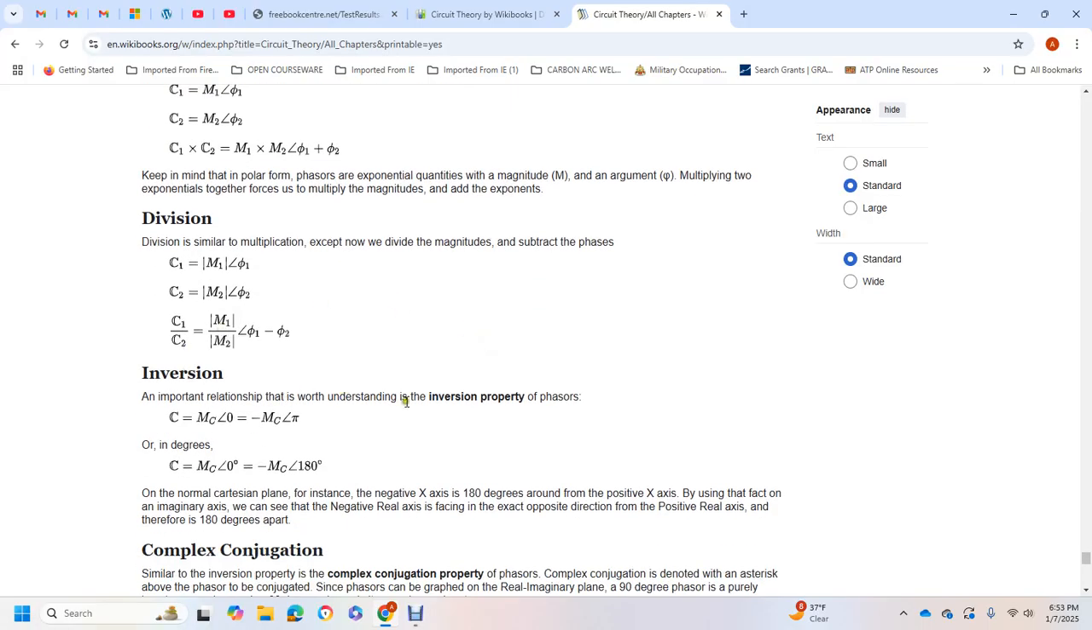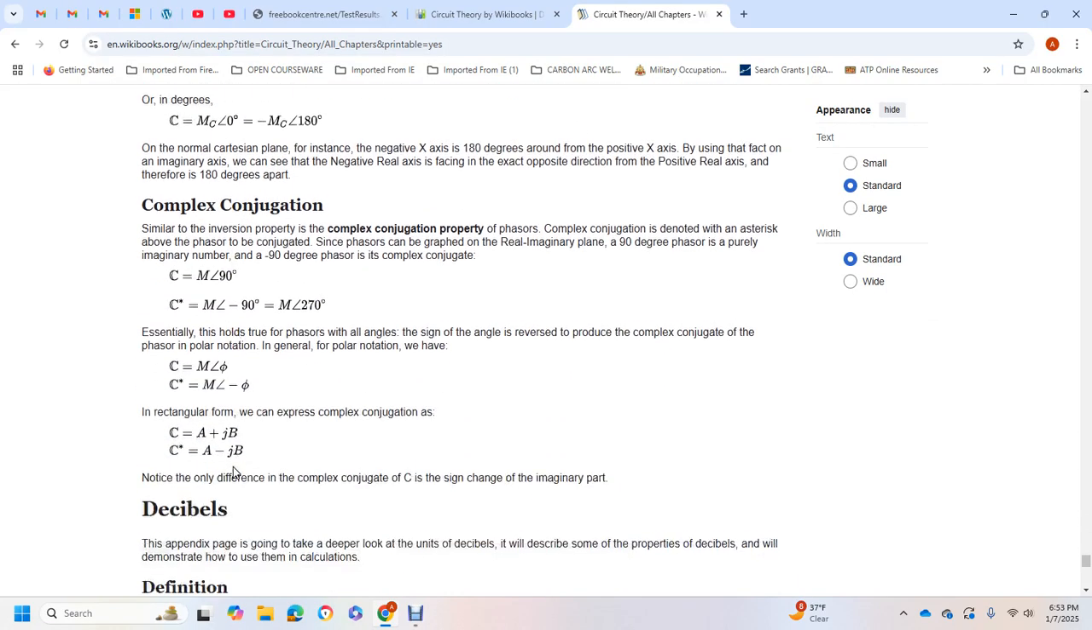Inversion. Consider the relationship between inversion and the properties of phasors on the normal Cartesian plane. For instance, the negative x axis is 180 degrees from the positive axis. Using the fact of the imaginary axis, we can see the negative real axis is in the exact opposite direction of the positive real axis, therefore 180 degrees apart.